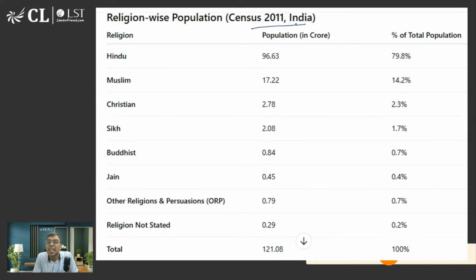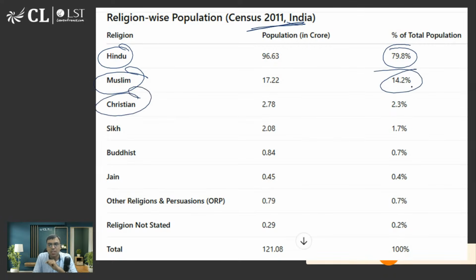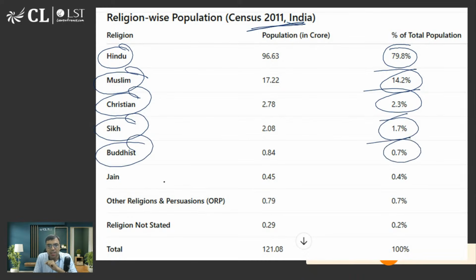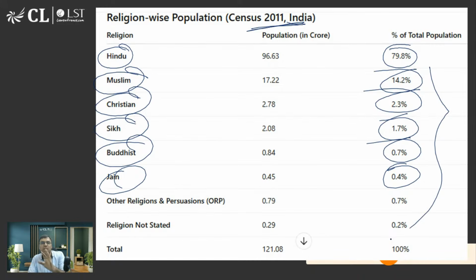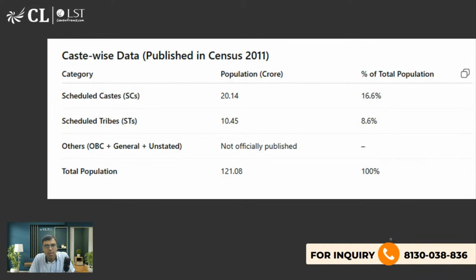Religion wise data, again religion wise data was given. Caste based data was not given in 2011. Religion based data you should know. Hindus are around 79.8%, Muslims 14.2%, Christians 2.3%, Sikh 1.7%, Buddhist 0.7%, Jain 0.4%, and the rest you can see. Okay, just a rough idea is needed. Roughly that is what you should be knowing. Okay, right. So that is done.